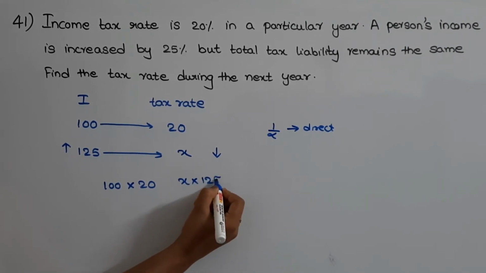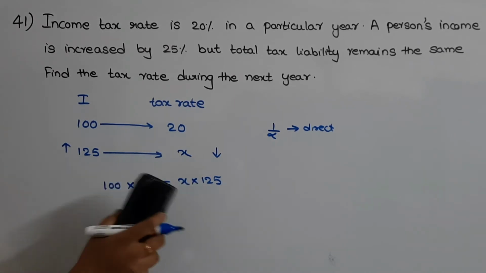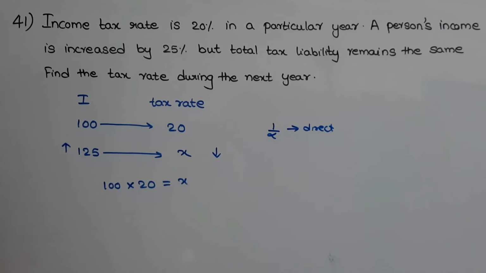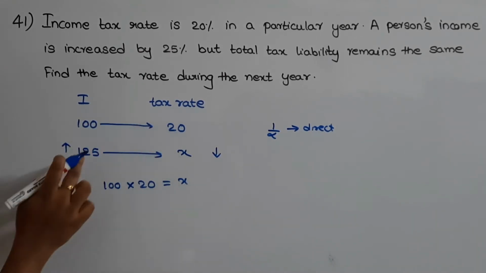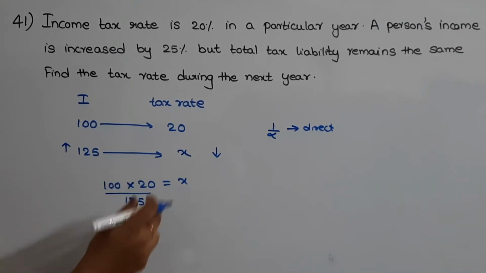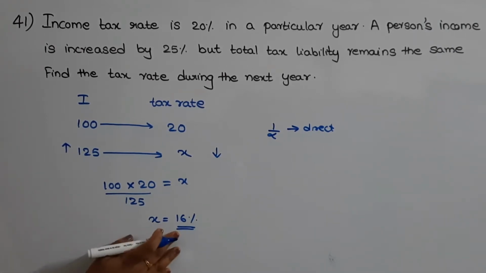Okay, and then equate them. Now from this we can find out the value of x. So from this, the x value will be equal to 100 into 20 divided by 125. On solving this you will get the value of x as 16%. So the tax rate during the next year will be 16%.